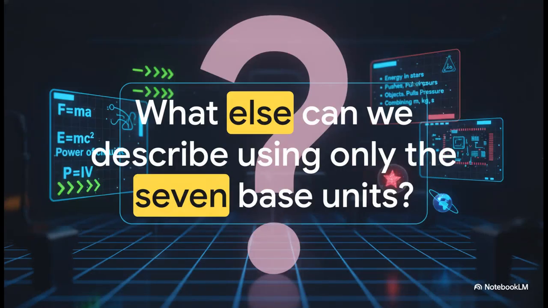So think about what we've just done. We've seen how just 7 base units can be used to describe everything from a simple push to the pressure inside a star, and to measure things from the size of a bacterium to the size of the sun. It really leaves you with a final question to chew on, doesn't it? If we can describe all that, what other complex parts of our universe can we unlock and understand just by finding new ways to combine a meter, a kilogram, and a second?